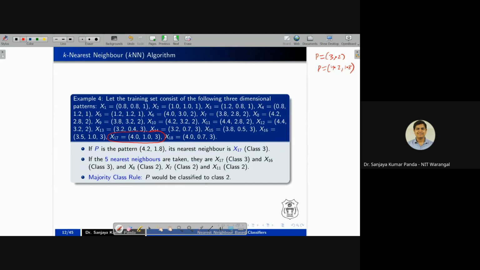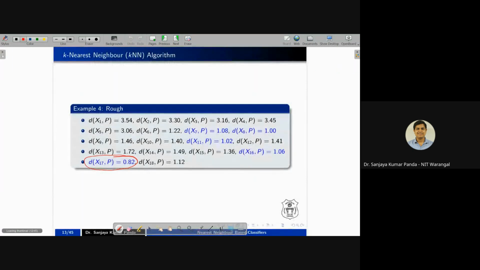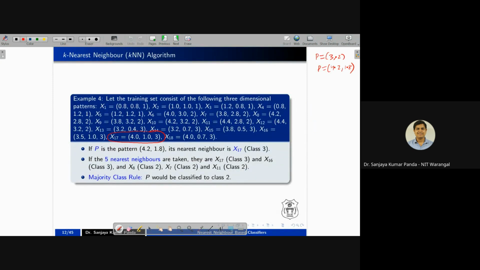Because it is a nearest neighbor algorithm. But when you go for K nearest neighbor algorithm, instead of choosing a single neighbor, you have to take 5 neighbors if K is equal to 5. So these are the 5 values: X17 followed by X8, followed by X11, then X16 and X7. So we need to determine their class level. One is X8, so go for X8. Another is X16, so this is X16.